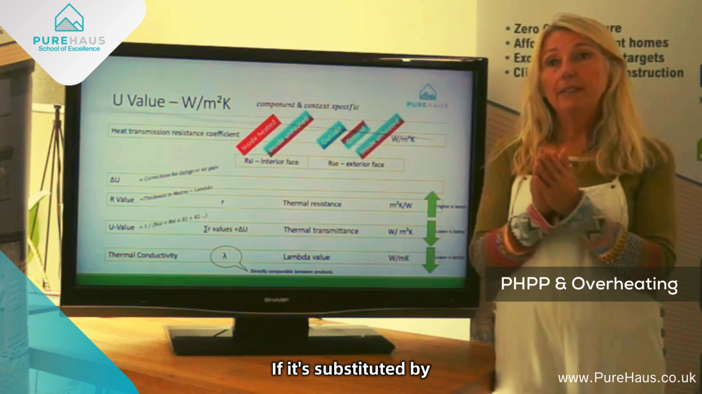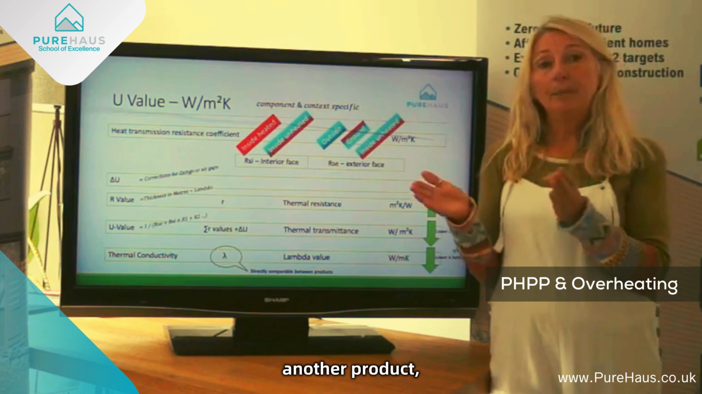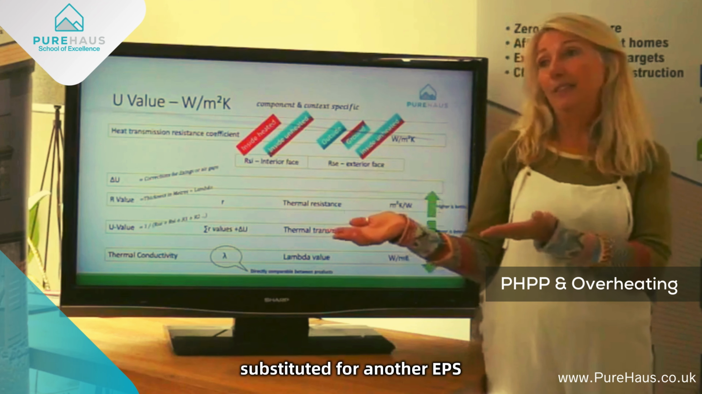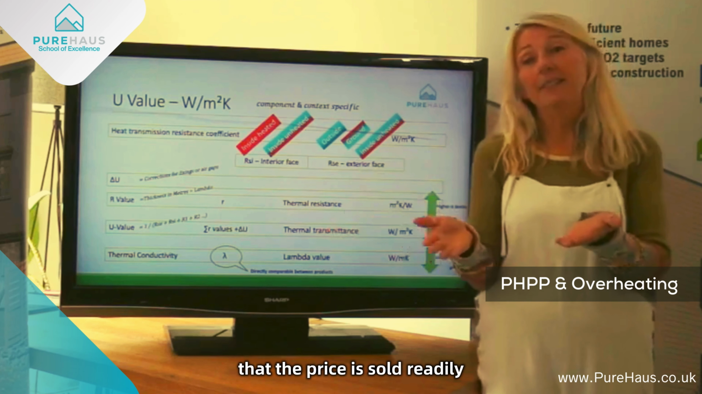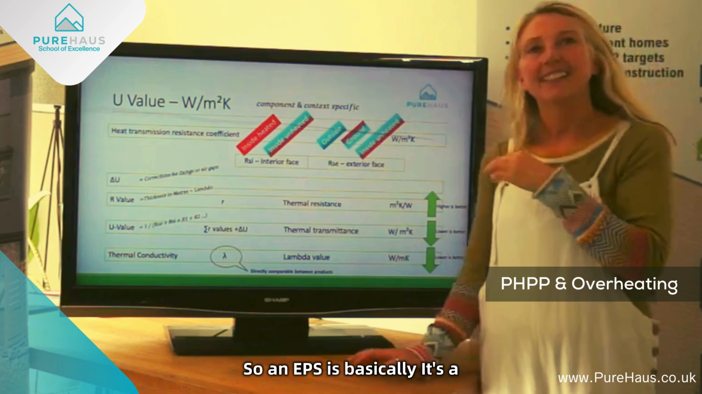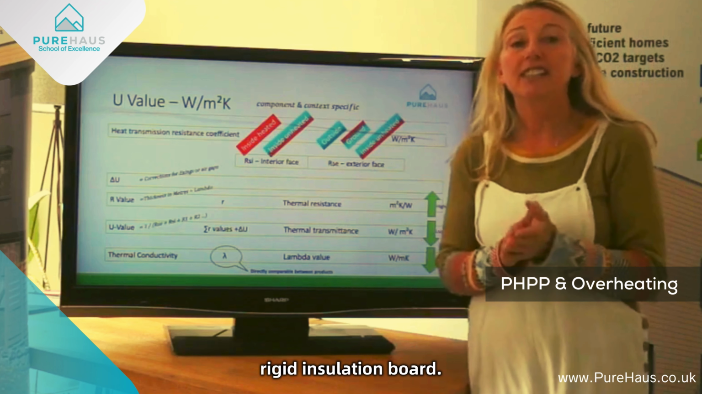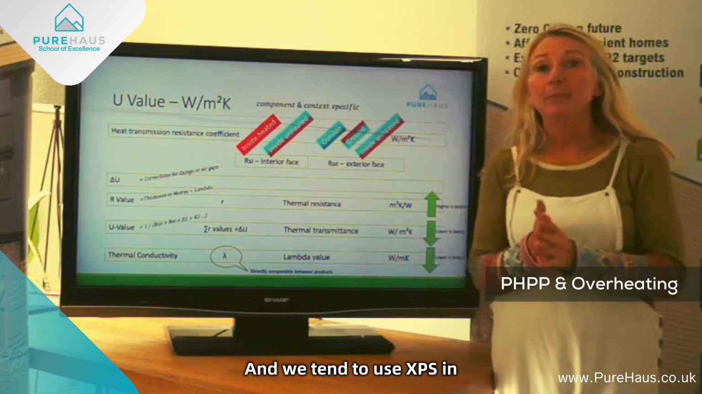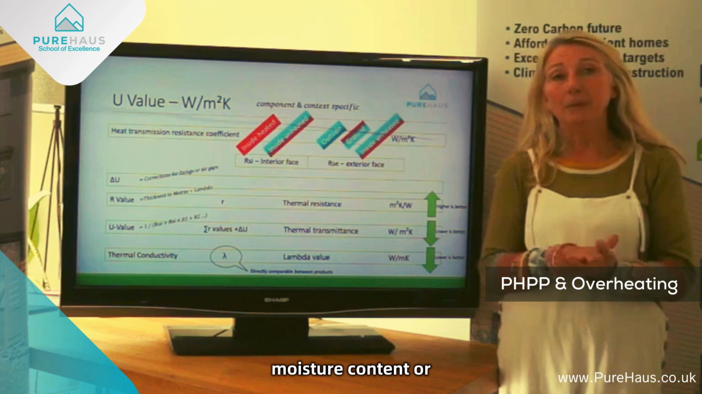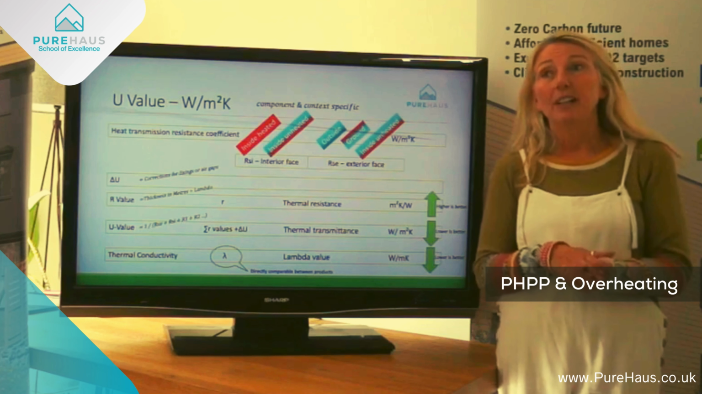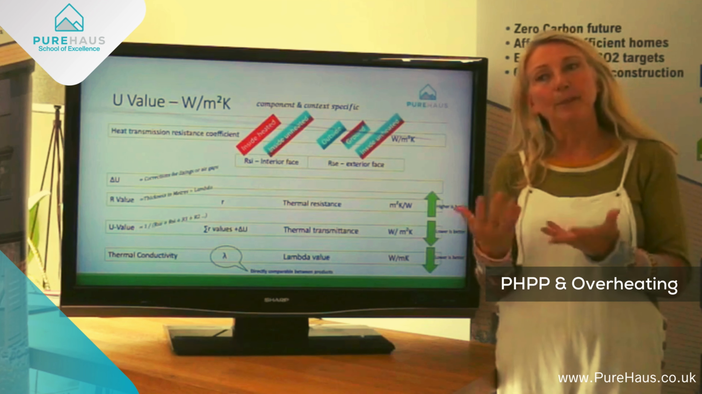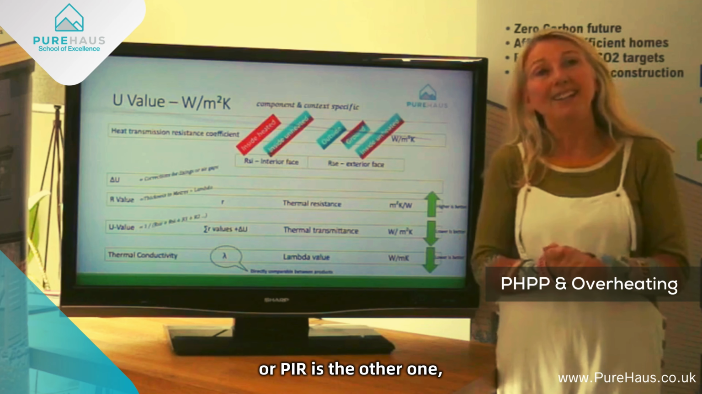If it's substituted by another product, which is also, for example, EPS, it might be readily sold at the builder's merchant. So an EPS is basically a rigid insulation board. That's good. And we tend to use XPS in places where there's more moisture content or higher load bearing, as in underfloors and things like that. PIR is the other one, I think.